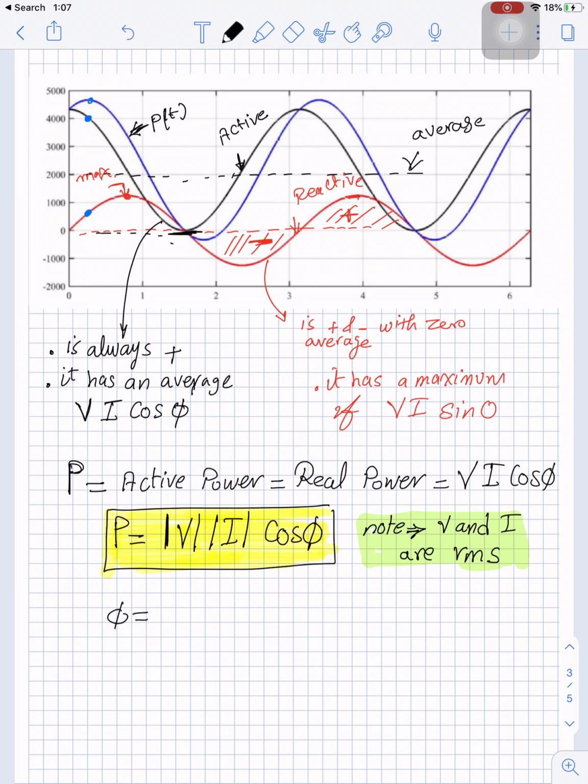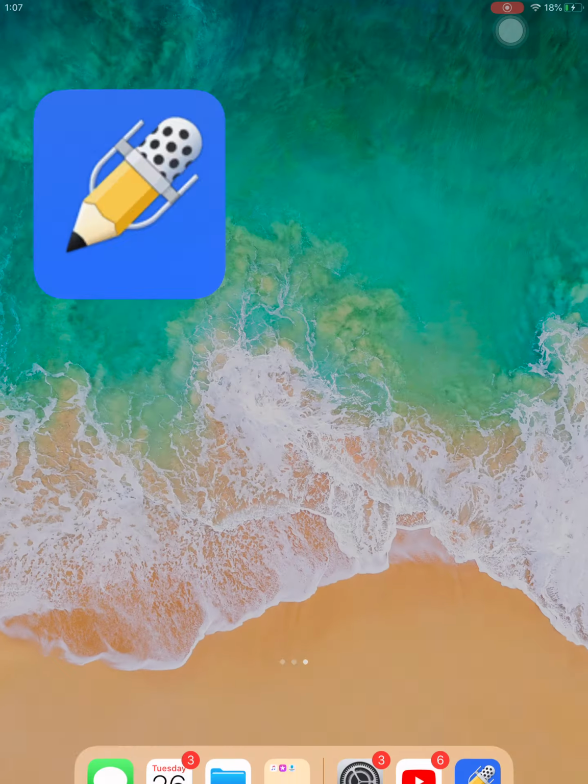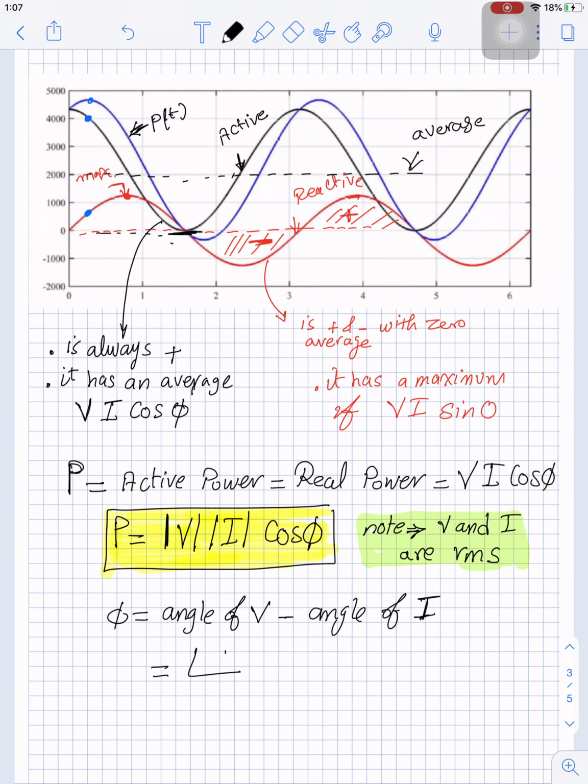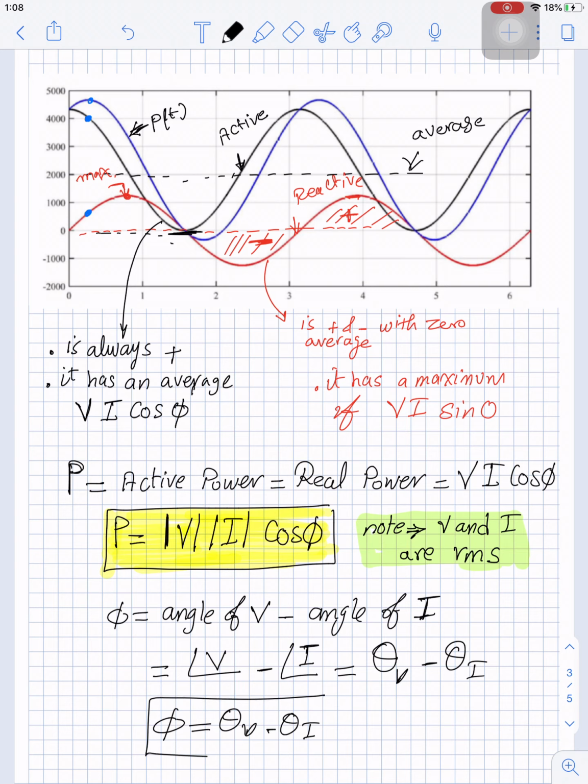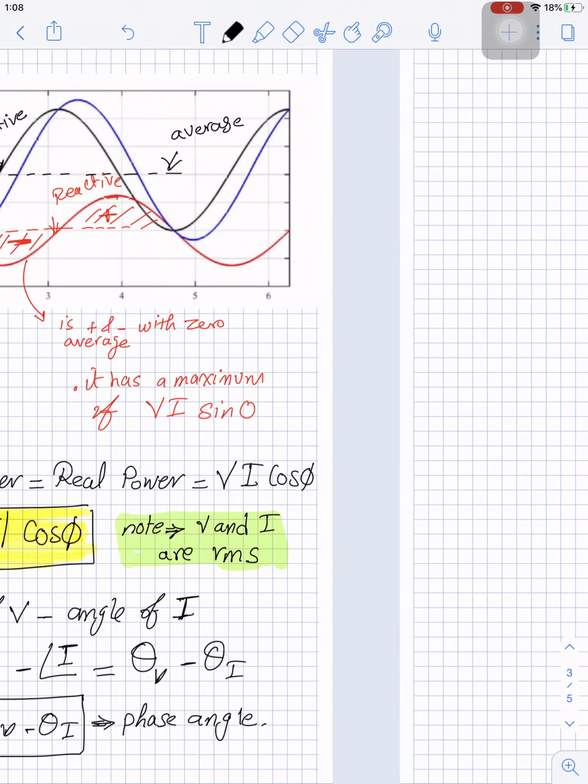So what is the definition of phi? Phi is the angle of V minus the angle of I, or we can write it as theta V minus theta I. This is one of the important definitions: phi equals theta V minus theta I. And we name phi as the phase angle.